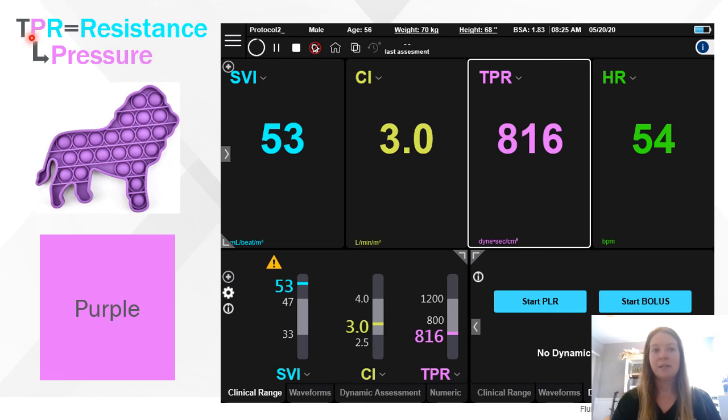TPR. TP is for pressure, R is for resistance. P is also for purple. So your third box to the right, this is your TPR. In order to get this number, you either have to hit on that TPR box and hit enter MAP, enter the patient's MAP that's showing on your bedside monitor, and it will give you your value. And down here, it'll tell you when you're inside or outside that normal range. If you are outside that normal range, it'll give you a little yield sign to remind you, hey, look, this is not normal. But again, TPR is referring to your afterload.